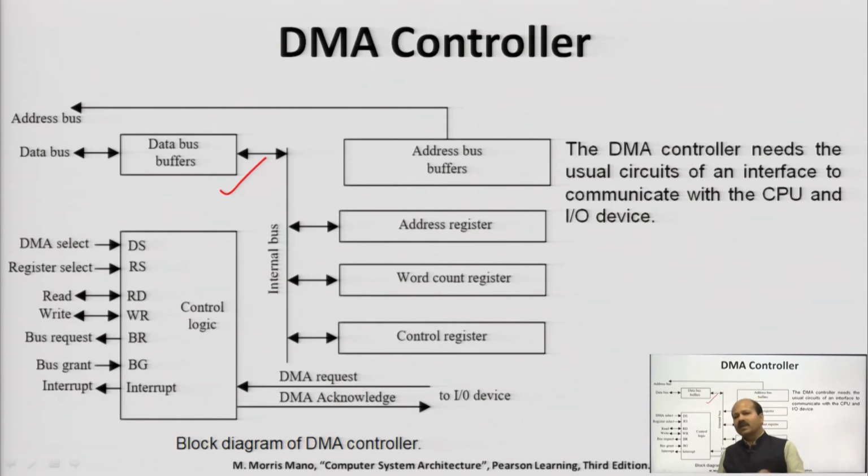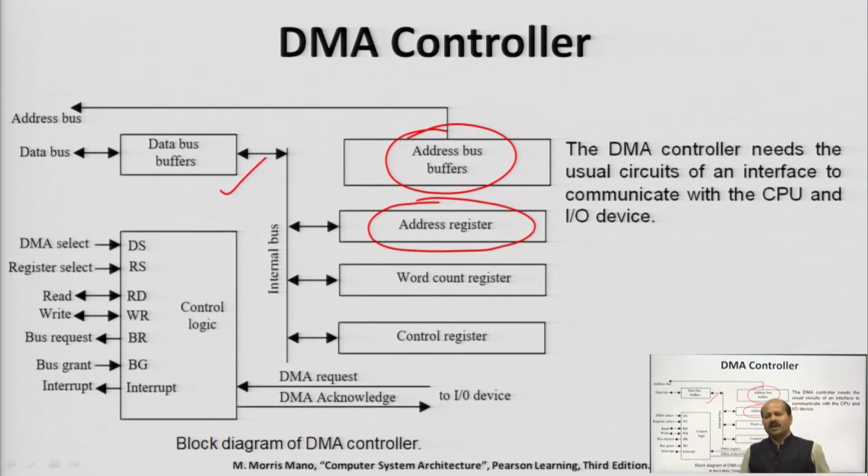This is used for holding the data, in case of writing and in case of reading. Data can be transmitted through this data bus buffer, and addresses are transmitted through the address bus. For storing, the address bus buffer is used, and this address register is used to store the starting address from where the word or data will be transmitted. Next is the word count register. How many words there are in each transfer can be stored here; the word count register is used for that purpose.